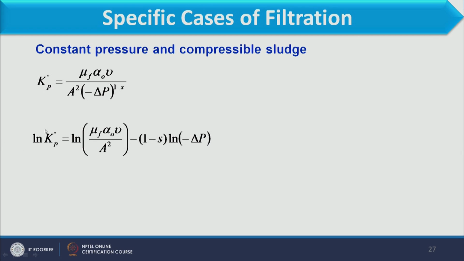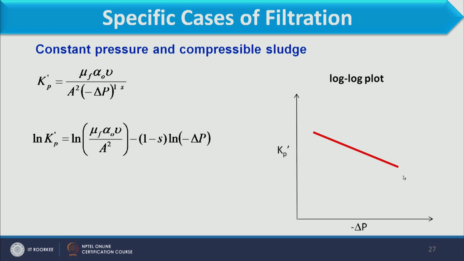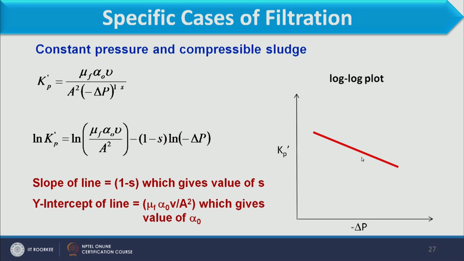So here you can see Kp dash varies with the pressure drop. So we can draw the graph between Kp dash and pressure drop. 1 minus S with a minus sign would be the slope of this, so obviously the slope would be negative. The slope of this line will give the value of S, because that should be equal to 1 minus S, from where we can calculate S, and the intercept of this line will give the value of this particular constant, through which we can calculate alpha naught.